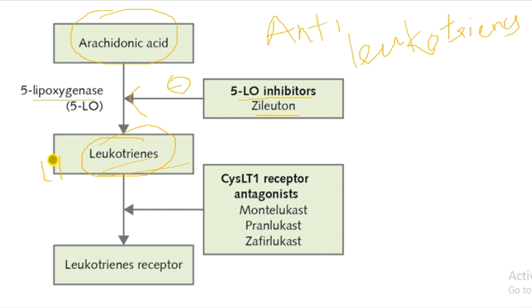And when the leukotrienes are produced, they bind with specific receptors. If you are able to block this receptor, the leukotrienes can't attach to these receptors. The drugs are the leukast drugs: montelukast, zafirlukast, pranlukast. These are the examples.